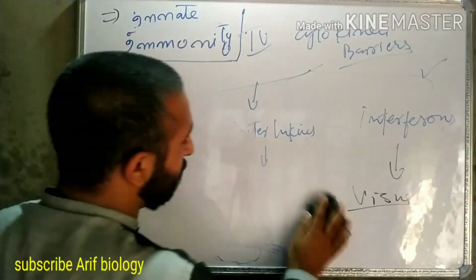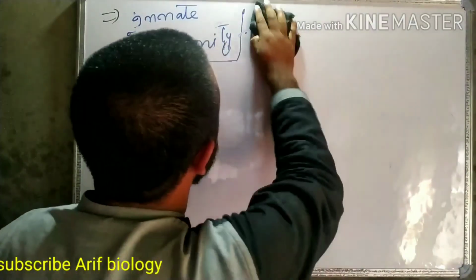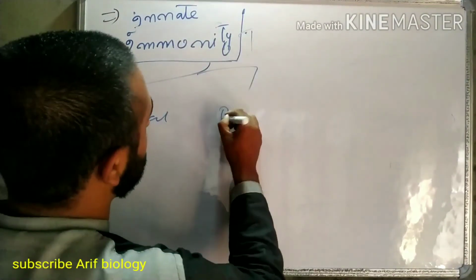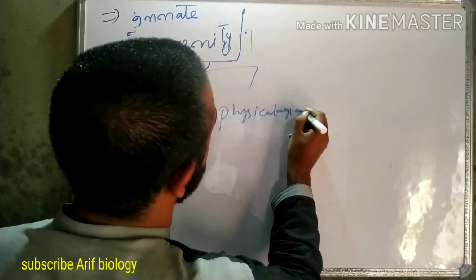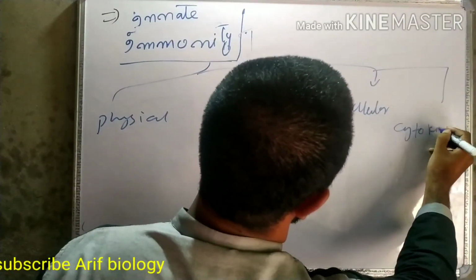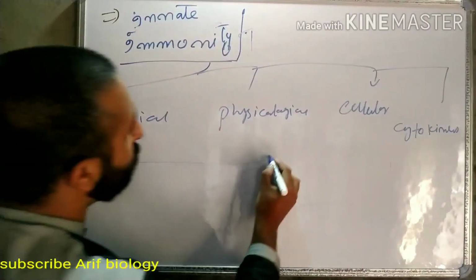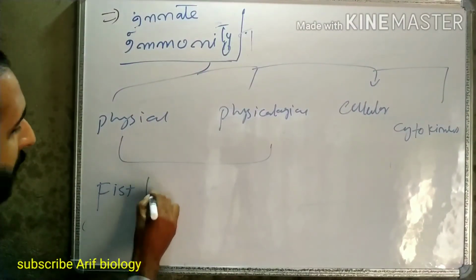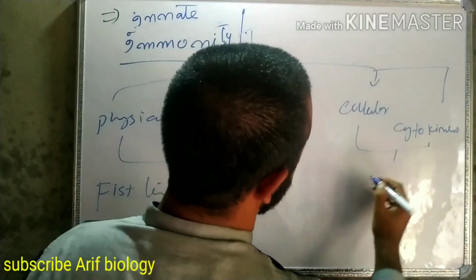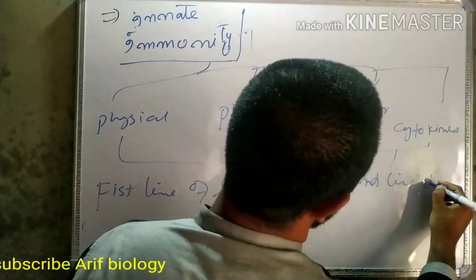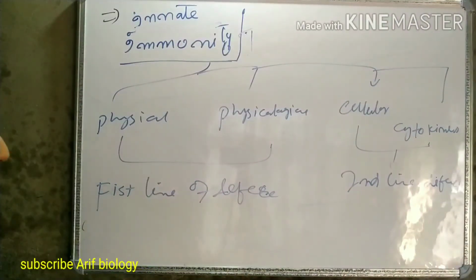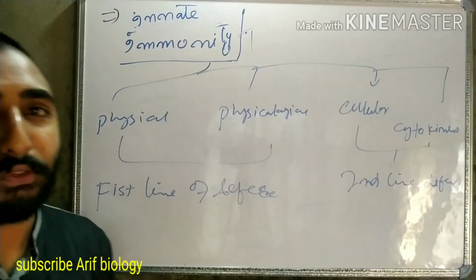Let me tell the last point about innate immunity. What did I tell you? Innate immunities are 4 types. That is physical, physiological, cellular, and cytokine. So these two make the first line of defense, and these two make the second line of defense. The third line of defense we will discuss in acquired immunity. So what is the first line of defense? The first line of defense is that which is produced first.